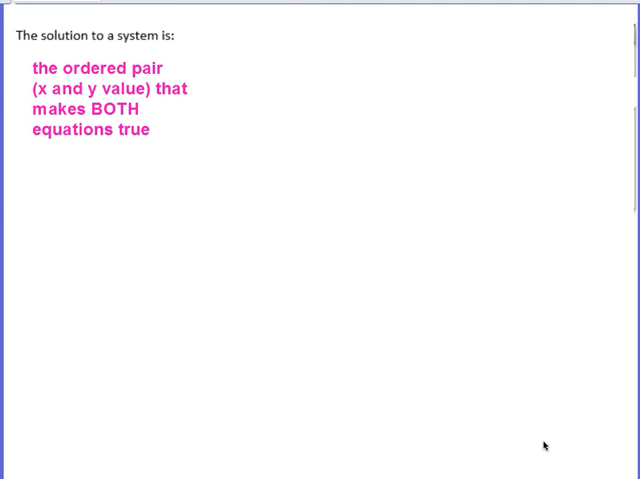So we are going to solve systems of equations. And the solution to a system is always going to be an ordered pair. So it's the x and y value that makes both equations true, because we're looking at 2 different equations.